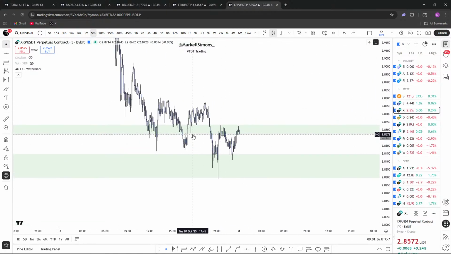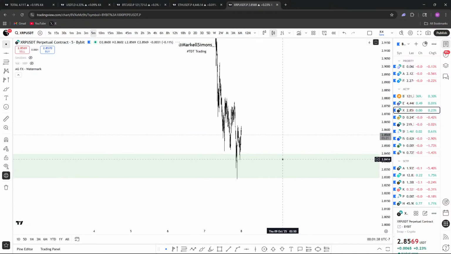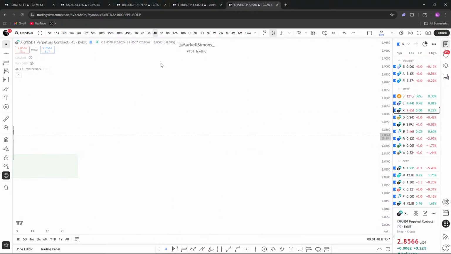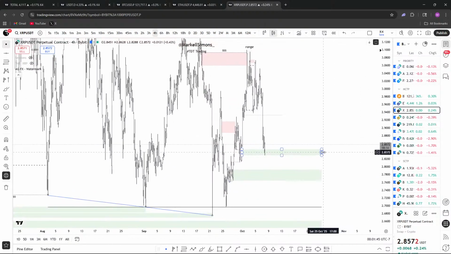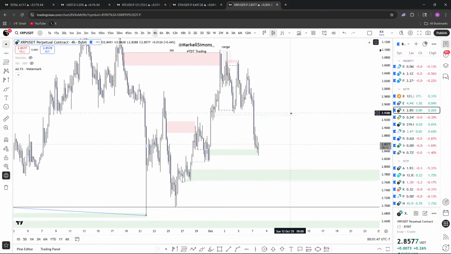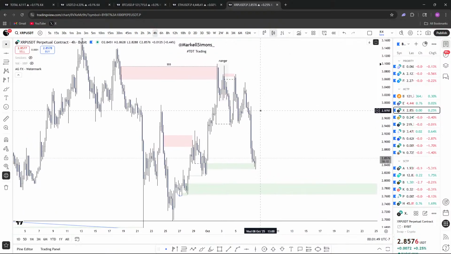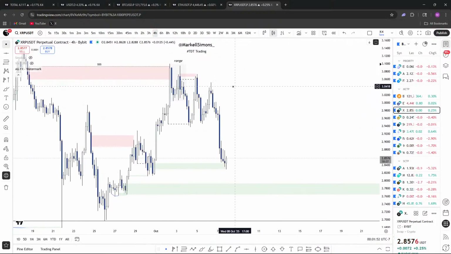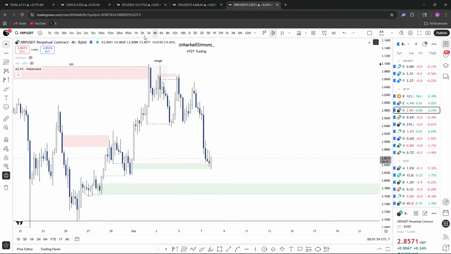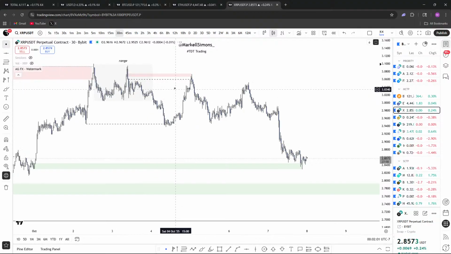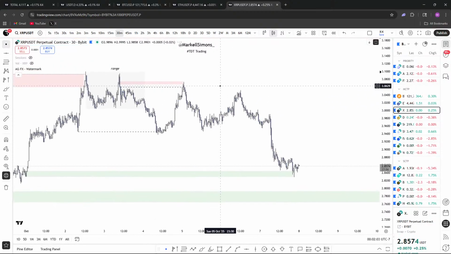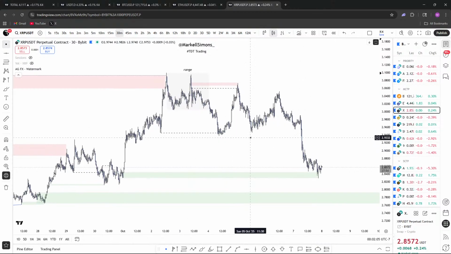Okay. XRP has disrespected our demand POIs that I drew out. Squeezed through this. Had a very aggressive sell-off. Damn, we rejected from this supply up here, and grabbed this. Wait, damn, went lower. We didn't have no high probability distributions come out though.